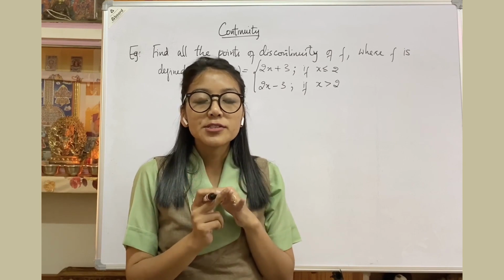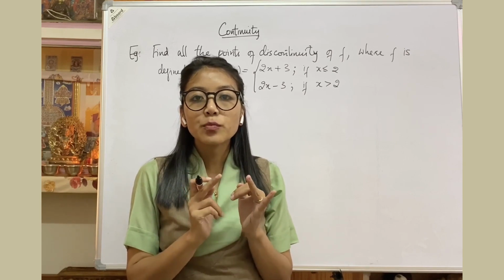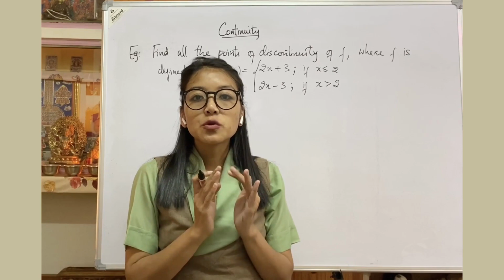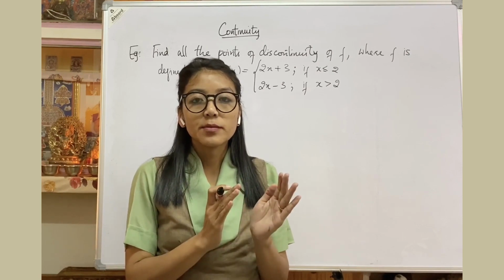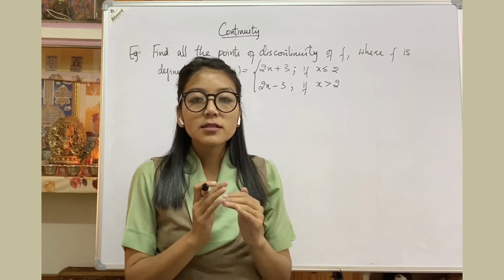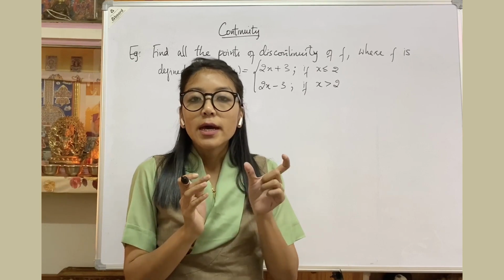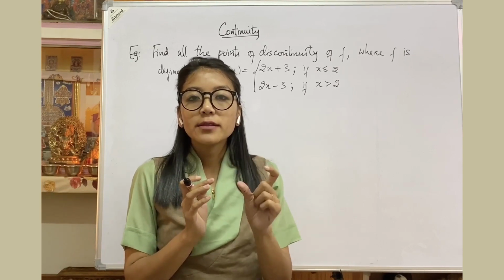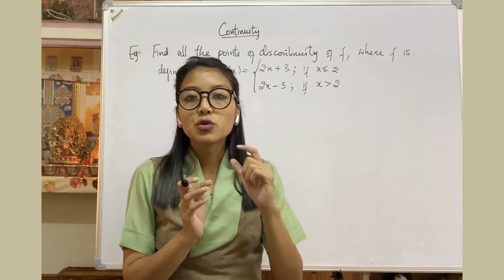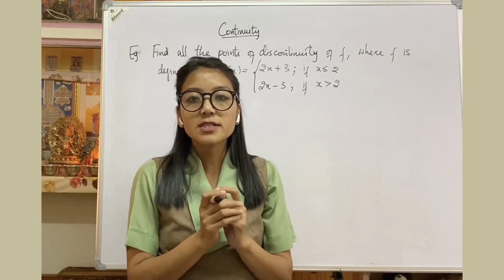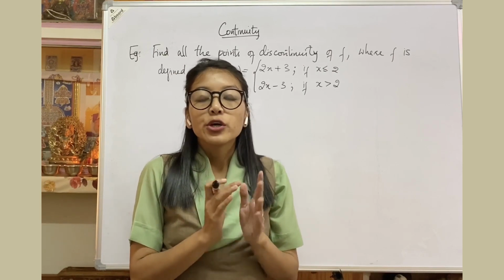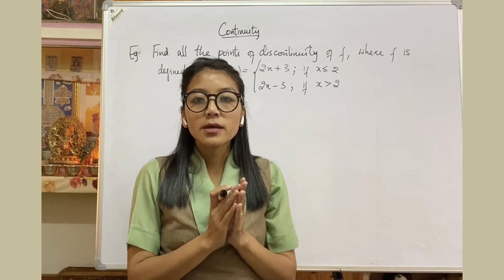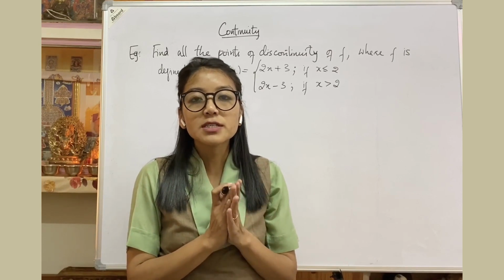Second, you check whether the limit of the function at that point exists or not, which means you have to check the left hand limit and right hand limit. And the third condition is that the function value and the limit value from the first two cases should coincide. Then we say that the function is continuous at that point, right? So this is how we check theoretically whether a given function is continuous or not.